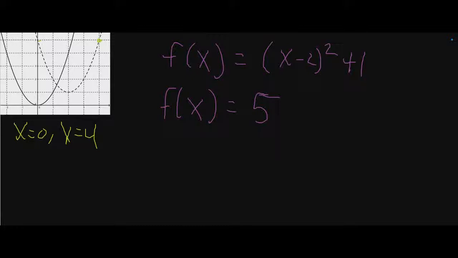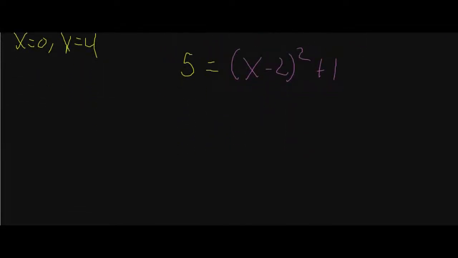Alright, but let's go and solve this using our equation. This is my y value, and I'm trying to find my x values. We're going to put it in here. So we're going to get 5 is equal to x minus 2 squared plus 1. I'm going to scroll this down a bit. What do we do to get rid of the adding or subtracting? We always do that first. Well, we subtract 1 from both sides, and we get 4 is equal to x minus 2 squared.